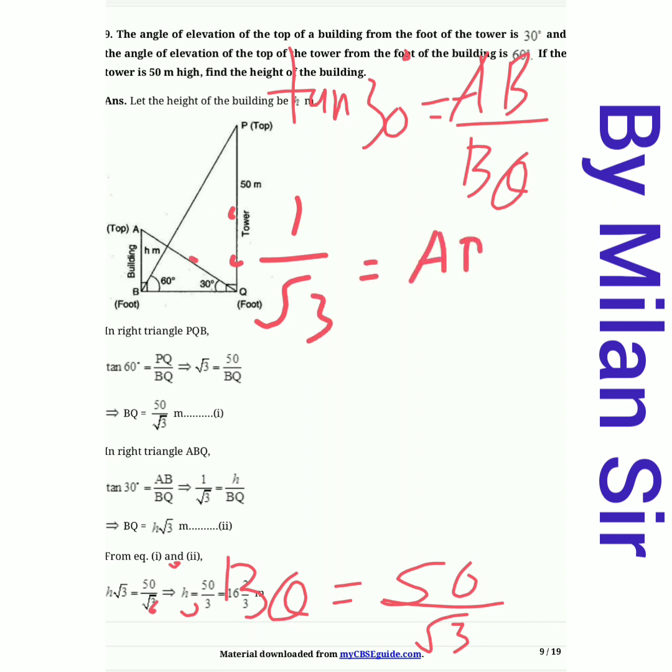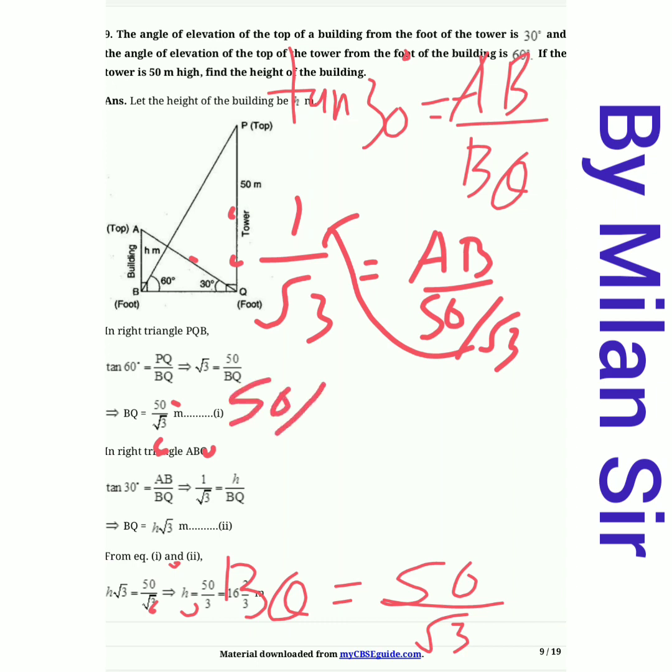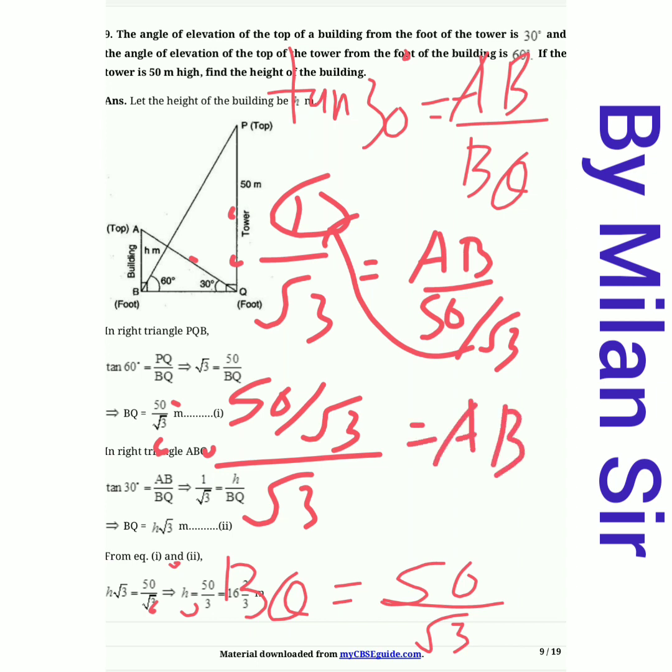AB as it is, because we need to find it, and BQ is 50 upon under root 3. Now for finding out AB, transfer this 50 by under root 3 to the left hand side. Right now it is in the denominator, so it goes to the numerator. So here 50 by under root 3 divided by under root 3. Multiply by 1 is there, but even if we do not multiply with 1, it's okay. So this is equal to AB, right?